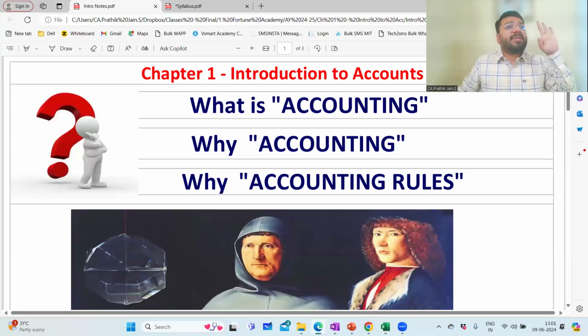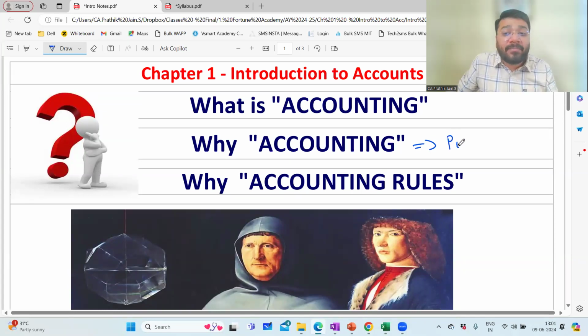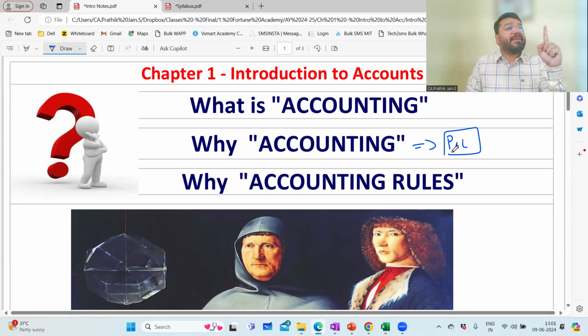So three questions I've asked you. What is accounting? In simple language, accounting means to count. Sir, why accounting? So that we can draw some information, and using this information, we can make some decisions in future. Now, why accounting? One more reason we need accounting is that the first and foremost purpose of doing accounting is to calculate the profit and loss of the business. The first and foremost reason for preparing accounts is to know the profit and loss.